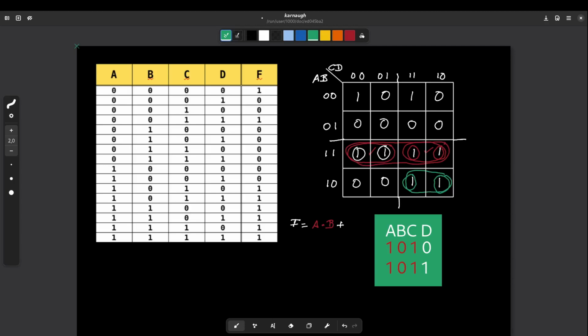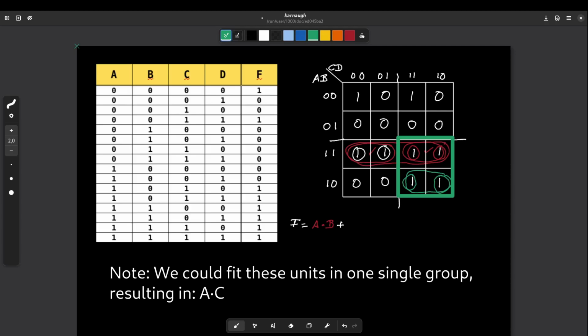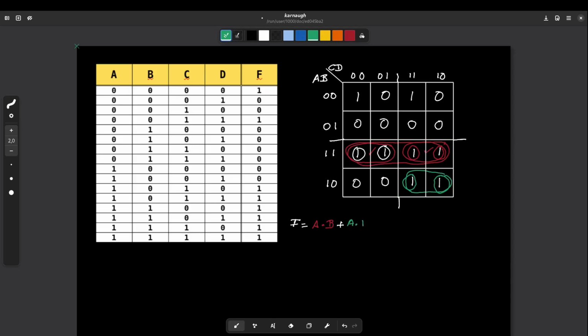Okay, so I'm going to write the values of the variables that don't change between these two values. A and B negated, and C. A and B negated, and C.